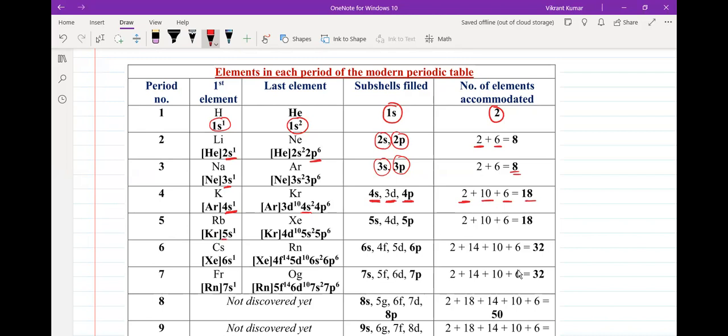The fifth period is the same case. It starts at 5s and ends at 5p. So we are filling 5s, 4d and 5p. And that's why we again get 18 elements, 2 plus 10 plus 6.